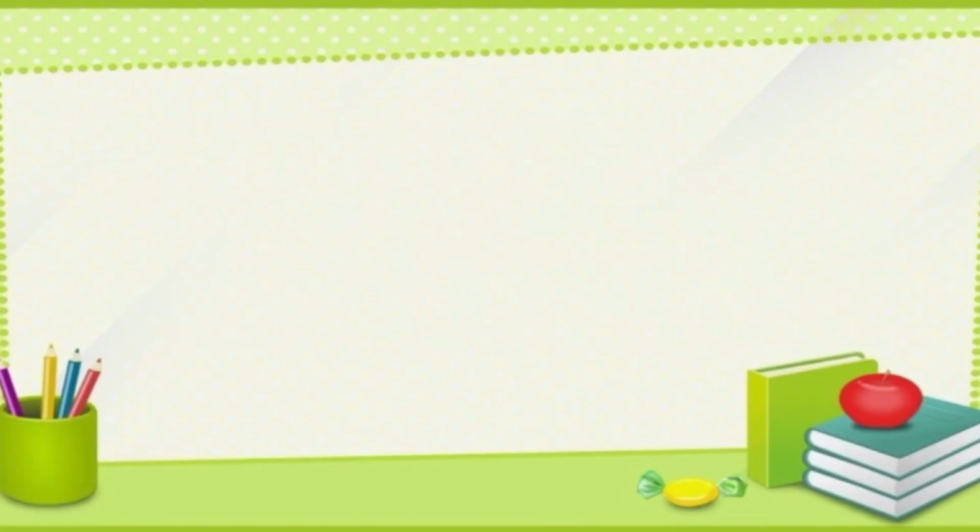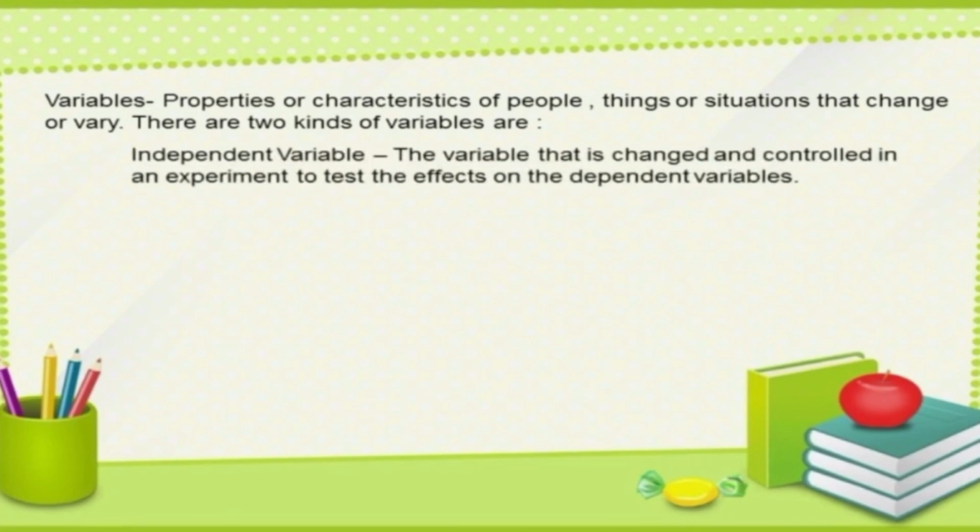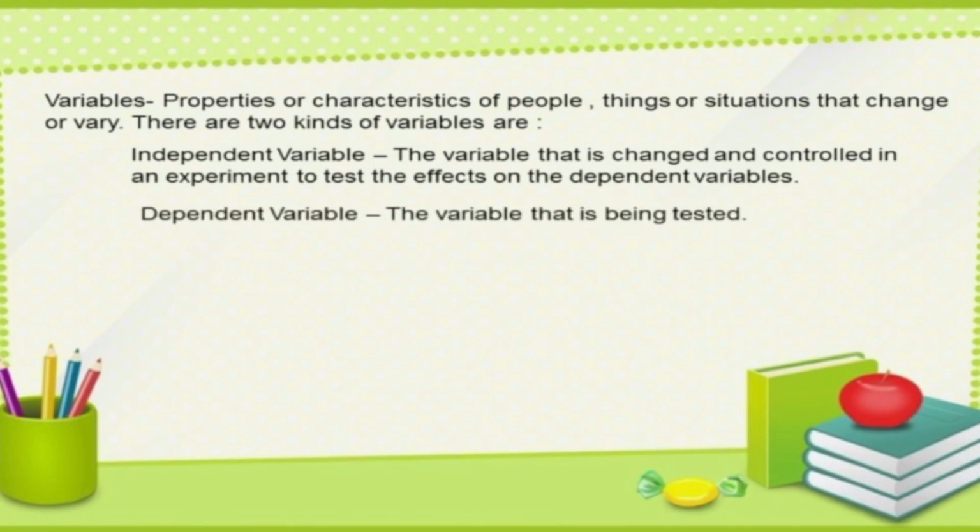Variables. Variables are properties or characteristics of people, things, situations that change or vary. There are two kinds of variable. The first one is independent variable, the variable that is changed and controlled in an experiment to test the effects on the dependent variables. The second one is dependent variable. These are variables that are being tested.